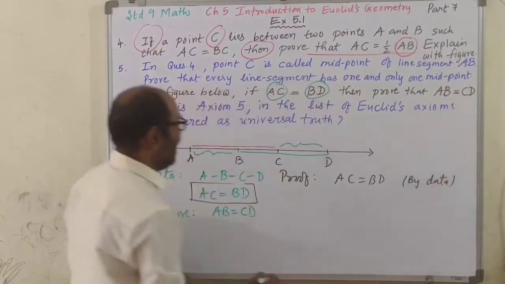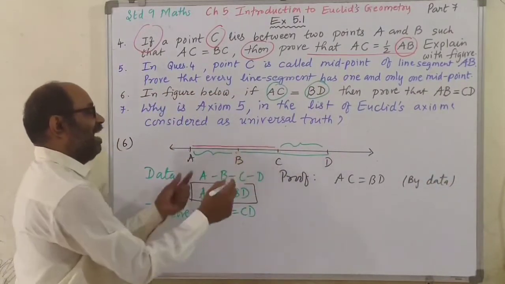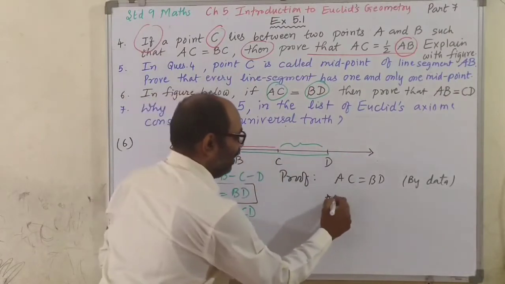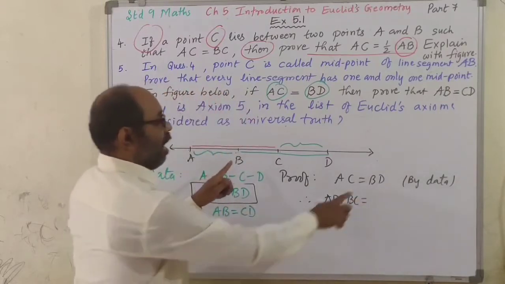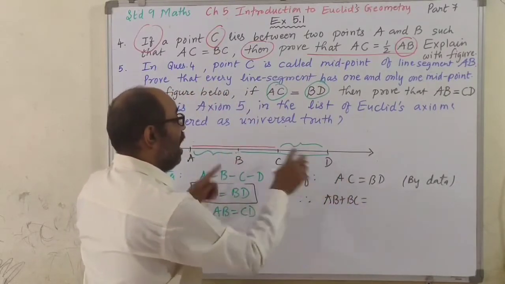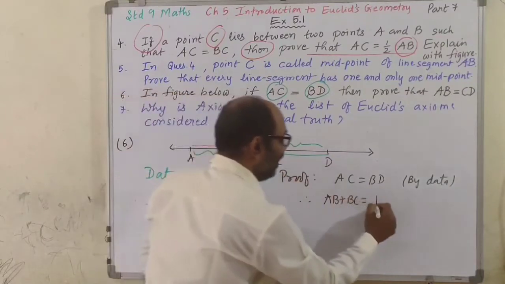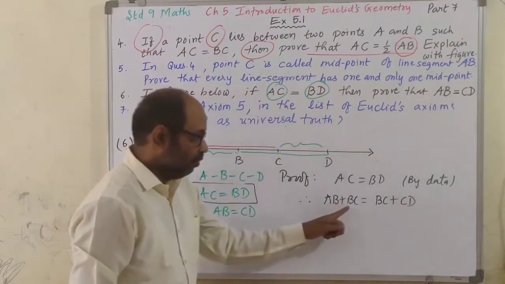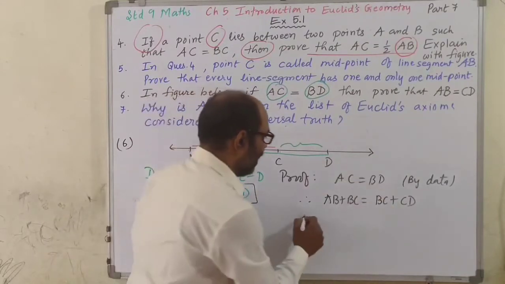Now use betweenness. B lies between A and C. So instead of AC you can say AB plus BC. Therefore AB plus BC is equal to BD. Now BD: B is here, D is here, and there is a point in between. So BD is BC plus CD. BC plus CD. BC, BC will cancel on the opposite side. Take BC to the other side.